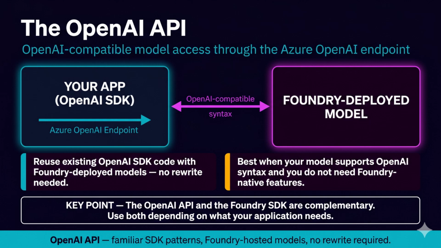It is also the right choice when you are building chat applications and your model deployment supports OpenAI syntax and you do not need Foundry specific features like agents or Foundry IQ. The important thing to understand is that the OpenAI API and the Foundry SDK are not in competition. They serve different access patterns. The Foundry SDK is for Foundry native features. The OpenAI API is for OpenAI compatible model access. In practice, your application might well use both.